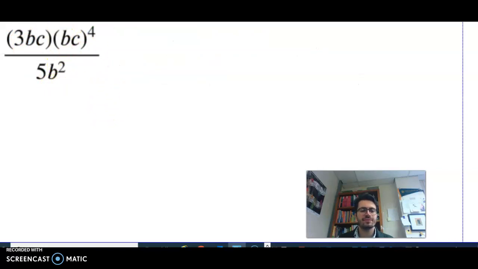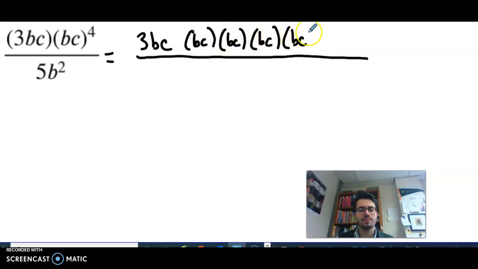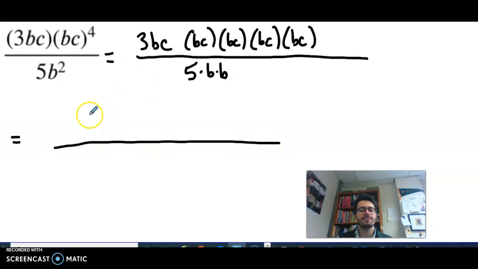Next example, let's expand everything. Here I have 3bc But then we see this thing in parentheses. BC is being raised to the fourth. So I want to write that out 4 times. In the denominator, I have 5 times b squared. B squared means I'm multiplying b 2 times. Let's write this once again. Let me put the b's with each other and the c's with each other.